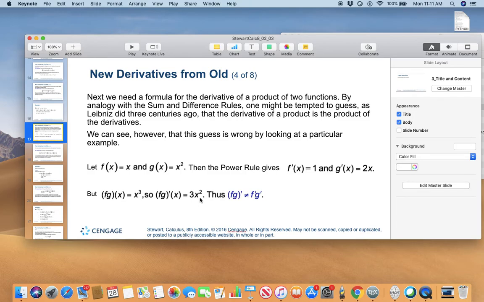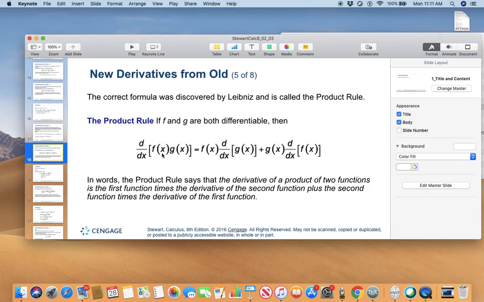All right. So notice, I cannot just multiply the derivatives of each. 1 times 2x would be just 2x, whereas the derivative of the product is something entirely different from 2x. So make sure that we don't take the derivative of a product by simply taking the derivative of each. That's not okay. That's an important warning.